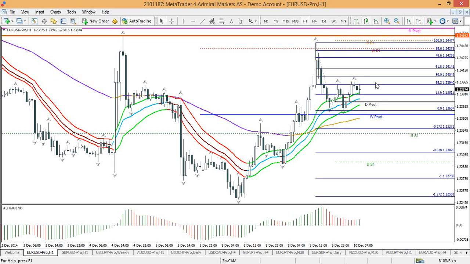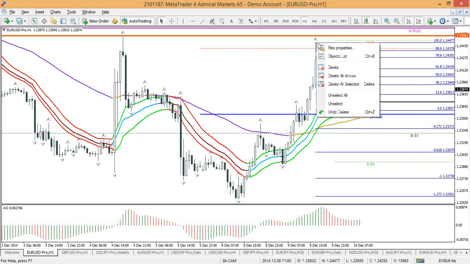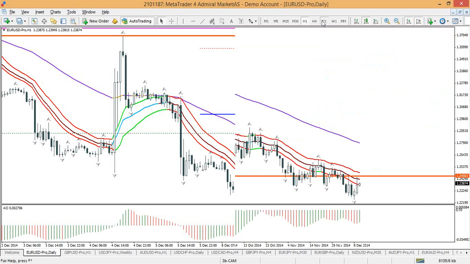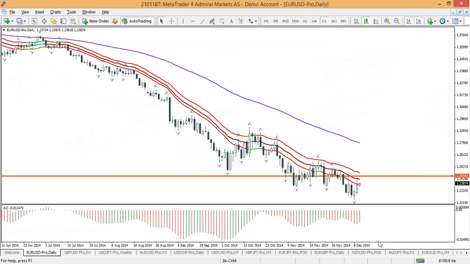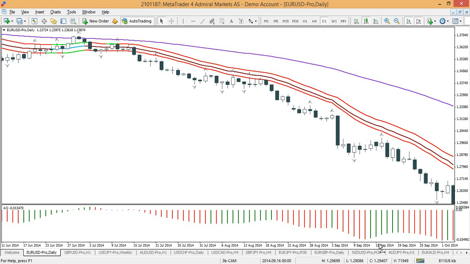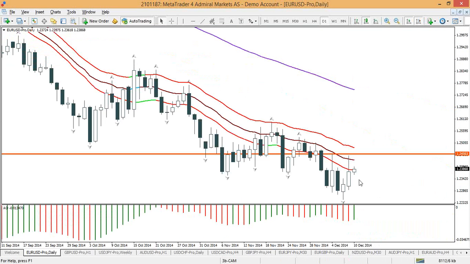So when looking at various strategies on the euro dollar, let's start with the daily chart. Looking from the daily chart, there is a kind of a shooting star in the moving average in the 21 band that could merit an entry, in fact.